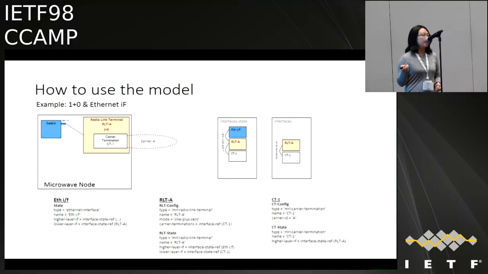For example, for the Ethernet interface, the only relevant one is the lower layer interface, which is linked to the RT. And at the RT layer, you will see config with its name and its mode, and also how the RT is linked with the carrier termination. And at the carrier termination layer, you will see the name and also the carrier ID.